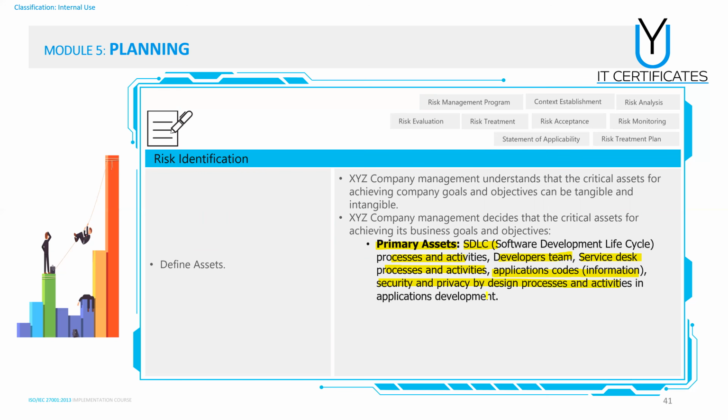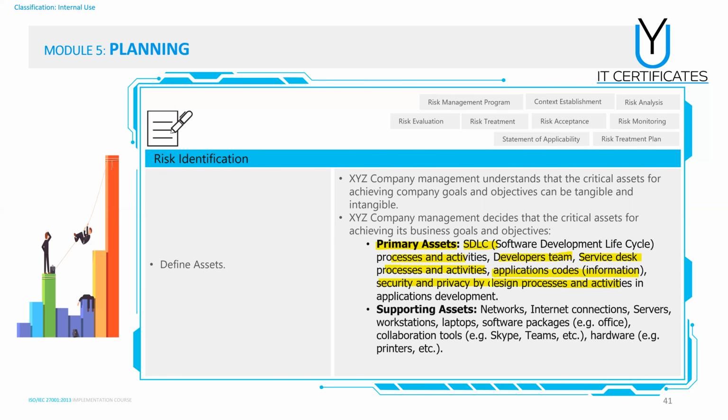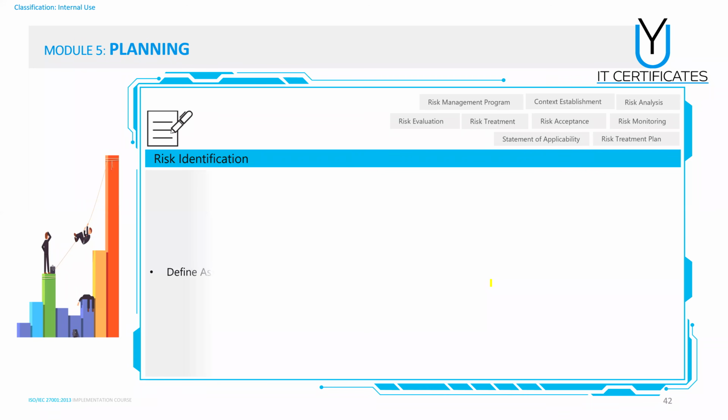Also, any other assets which support the primary assets will be considered supporting assets, such as network, internet connection, servers, workstations, laptops, hardware, software, whatever other assets which support the primary assets. Now, the first thing in the identification, you have to define the assets. And now we define the assets. We define the processes, activities, and we define what the supporting assets are as well.